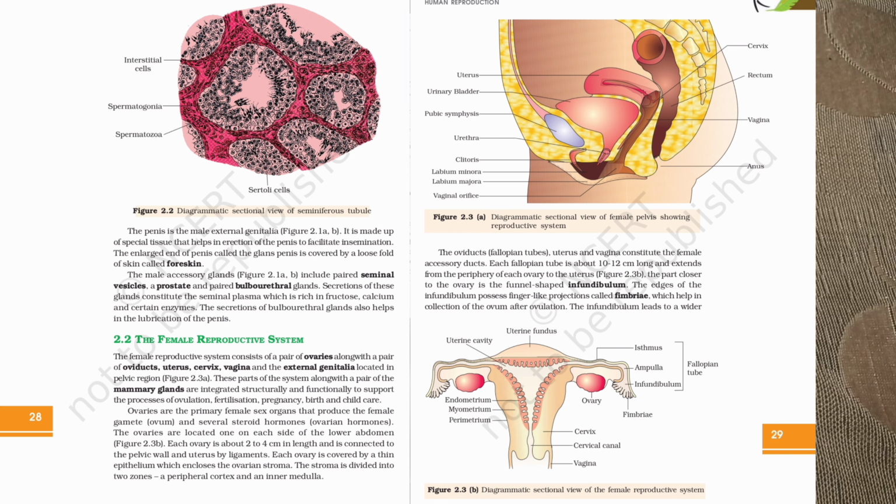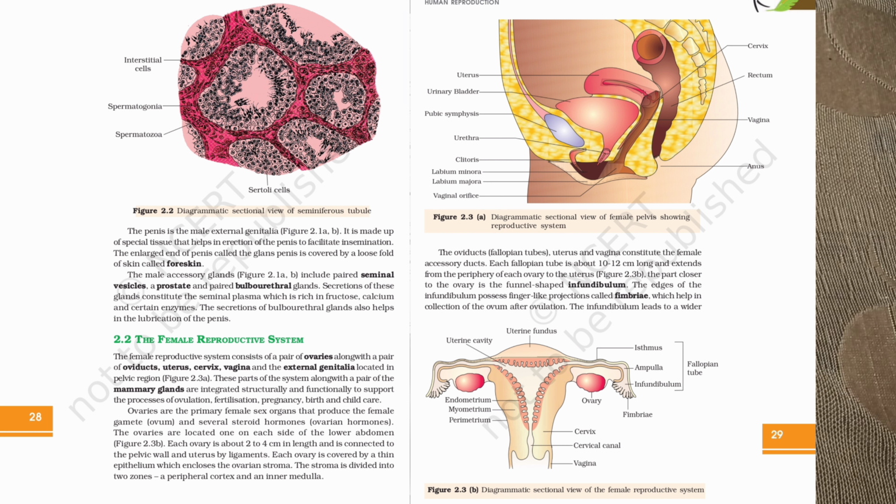The penis is the male external genitalia. It is made of a special tissue that helps in erection of the penis to facilitate insemination. The enlarged end of penis, called the glans penis, is covered by a loose fold of skin called foreskin. The male accessory glands include paired seminal vesicles, a prostate, and paired bulbourethral glands. Secretions of these glands constitute the seminal plasma, which is rich in fructose, calcium, and certain enzymes. The secretion of bulbourethral glands also helps in the lubrication of the penis.